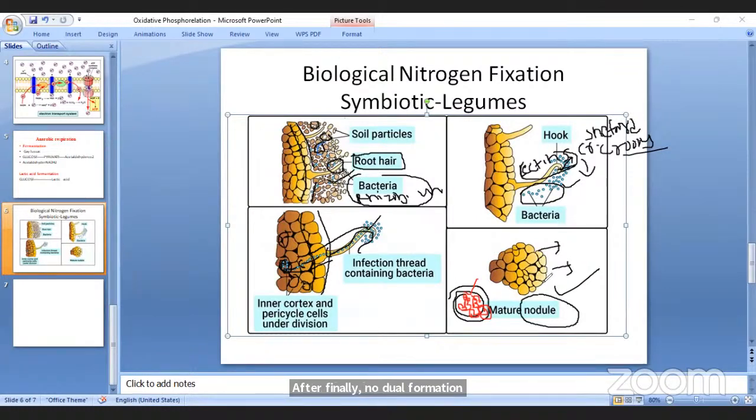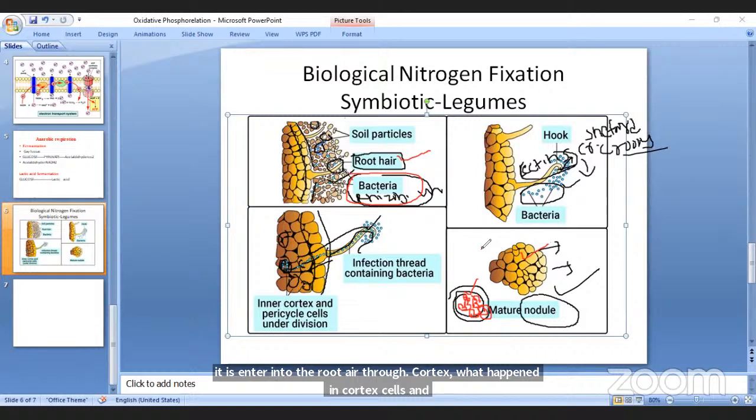Is it clear? Only 4 steps. First, the position of bacteria. How is it recognized by the root hair? By the lectin and the flavonoids. How does it enter into the root hair, through the epidermis, and finally the cortex? What happens in the cortex cells? In the cortex cells, the nodules are formed.